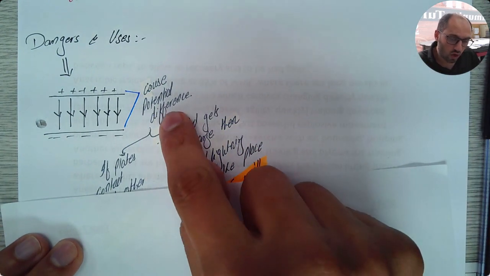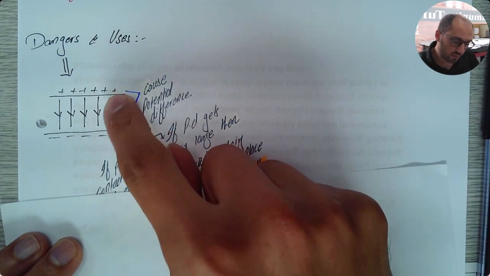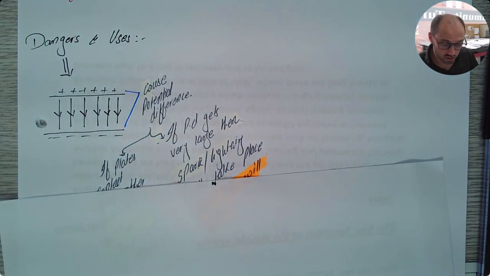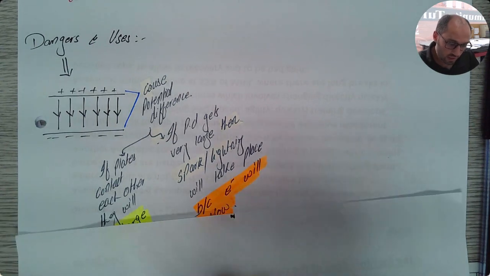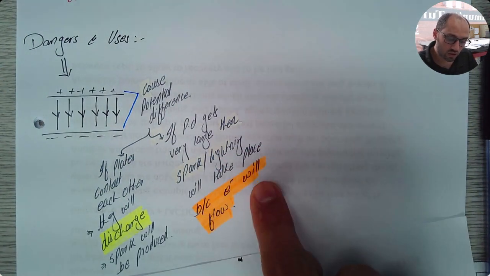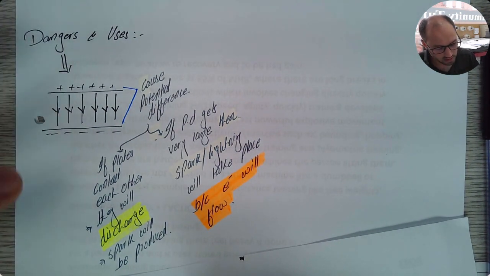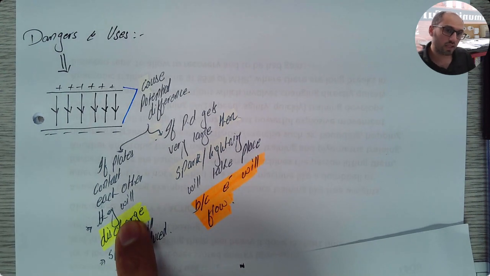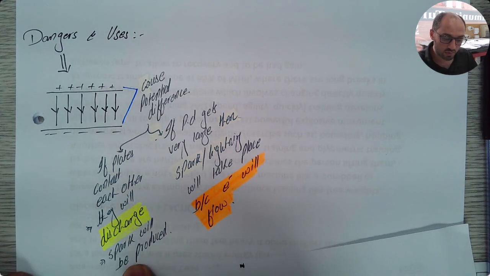Now, there are two options available to us here. If this potential difference, the difference between them two charges gets very, very large, and this is something that happens in terms of cloud and earth, if it gets very large, then spark/lightning will take place because electrons will flow. The other option is if these two plates come in contact with each other, then they will discharge each other as well. They'll become neutral. And if that happens, spark will be produced.